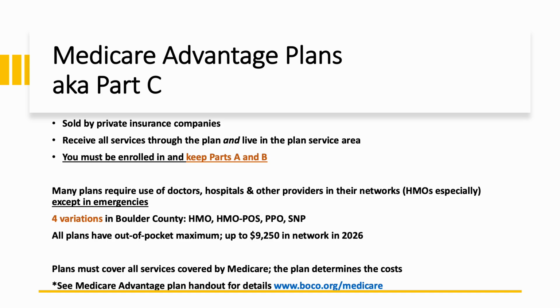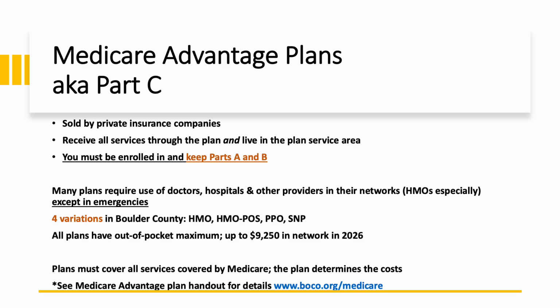To enroll into a Medicare Advantage plan, you must also be enrolled in Medicare Parts A and B. So you have to have both A and B. You have to pay the premium for your Part B benefit of $202.90 to be enrolled into a Medicare Advantage plan. Most of these plans, you have to live in the plan service area and receive all your services through the plan. So our service area is Boulder County and the Denver region.